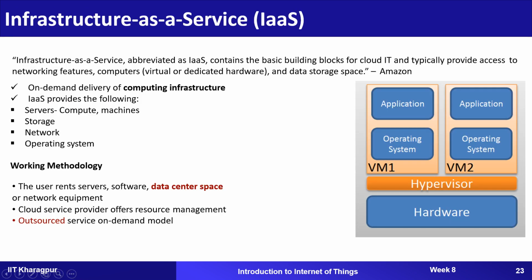Infrastructure as a service, which is also abbreviated as IaaS, contains the basic building blocks for cloud IT and typically provides access to networking features, computers and data storage space. So it provides on-demand delivery of computing infrastructure. It also provides server compute, machines, storage, network and operating system. So basically the infrastructure is provided in case of infrastructure as a service.